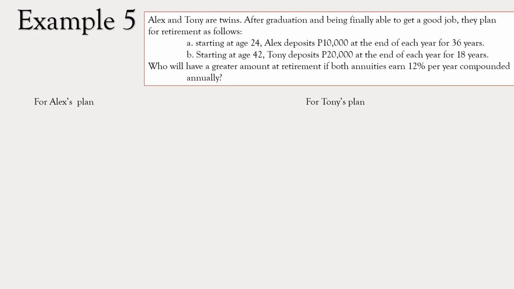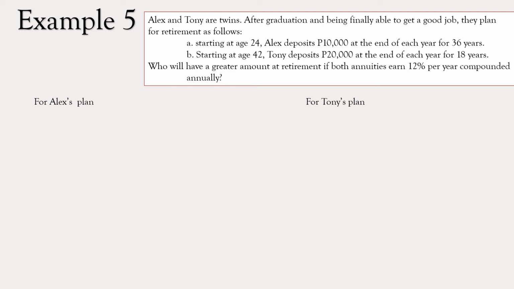So, let's have Alex and Tony are twins. After graduation and being finally able to get a good job, they plan for retirement as follows. Letter A, starting at age 24, Alex deposits 10,000 at the end of each year for 36 years. Letter B, starting at age 42, Tony deposits 20,000 at the end of each year for 18 years. The question is, who will have a greater amount of retirement if both annuities earn 12% per year compounded annually?